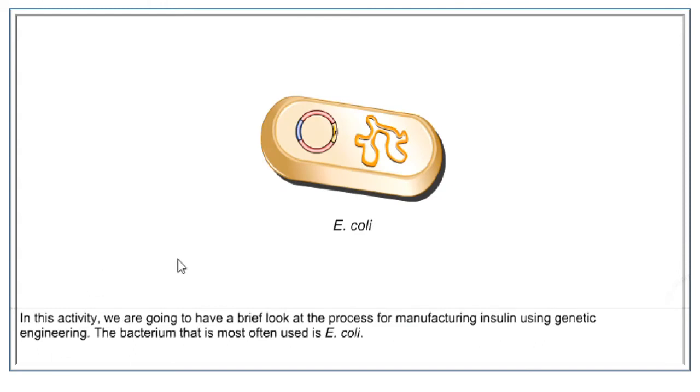Okay, now onwards, to produce insulin we use genetic engineering, okay, and we use cDNA, that means complementary DNA, that copies the gene from the donor DNA. Okay, so the bacteria mostly used is E. coli bacteria.